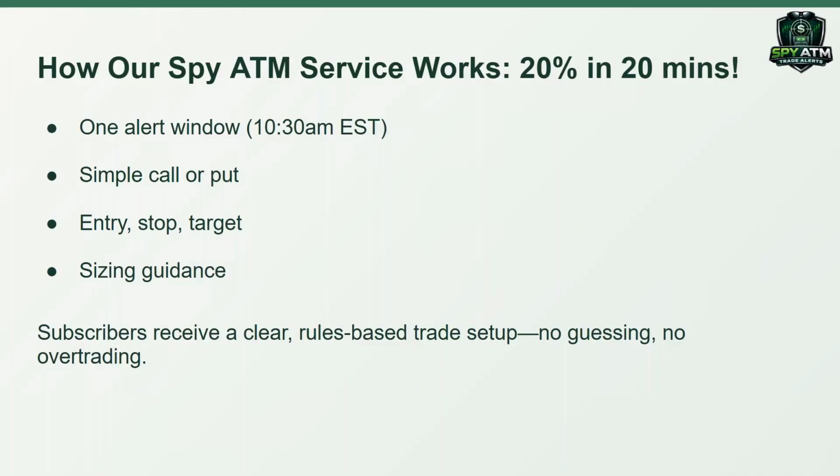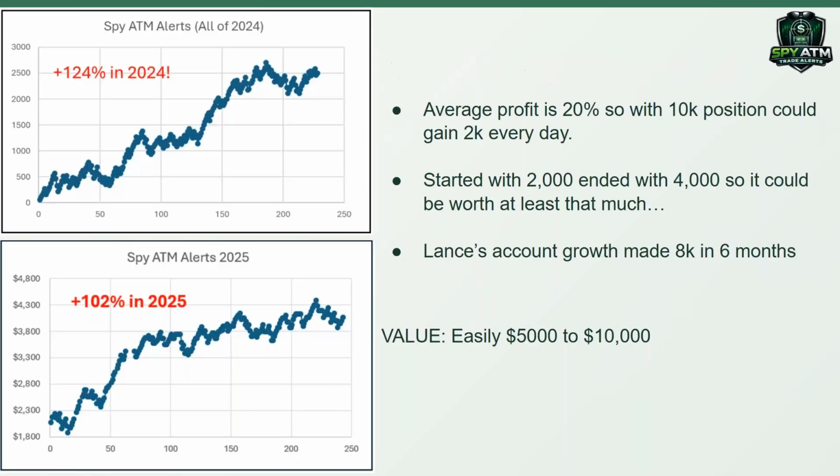So like I said, this is 20% in 20 minutes. It can actually be faster than that. It's often 5 minutes, so you don't have to hang around for 20 minutes all that often. It's usually a maximum of 20 minutes or so. It's a simple call or put, so there are no spreads involved, nothing fancy, depending on the market direction. You get given the entry, the stop, and the target, and also some sizing guidance as well. So subscribers receive a clear rule-based trade setup, no guessing, no overtrading, which is one of the main reasons people kill their accounts trading zero DTE options.